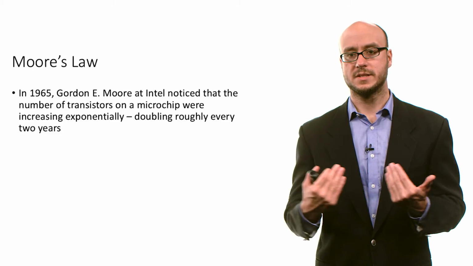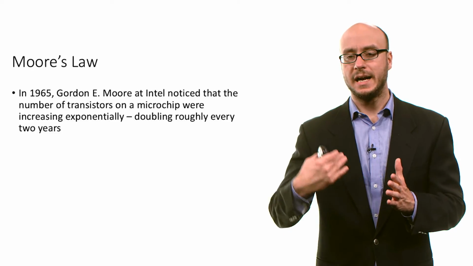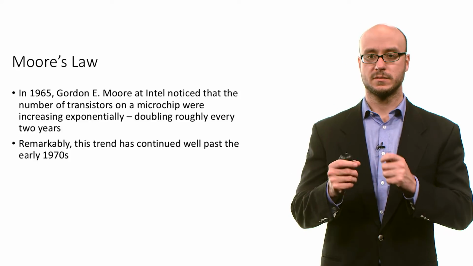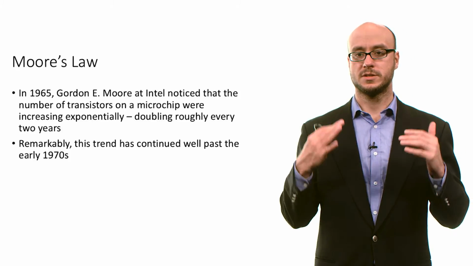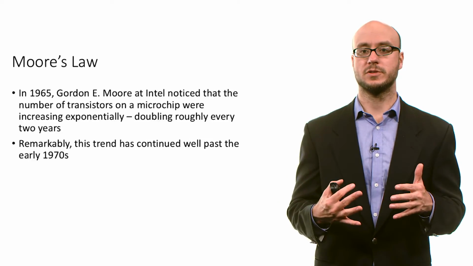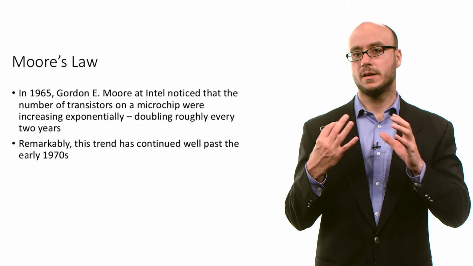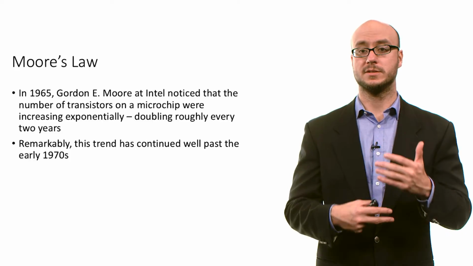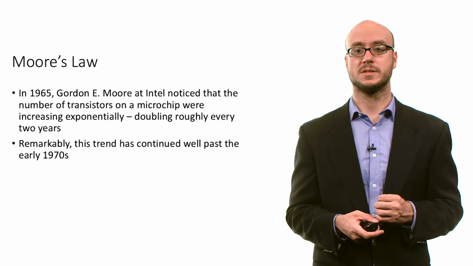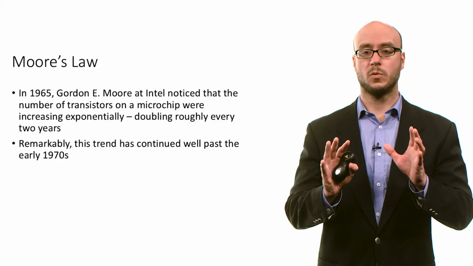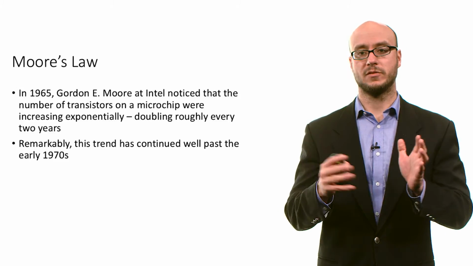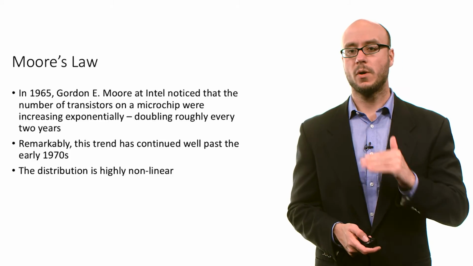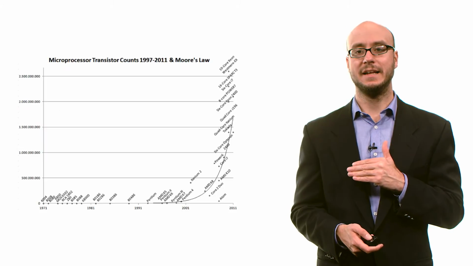And when you plot this kind of pattern over time, you have this highly nonlinear curve. What's interesting about Moore's law is that some people consider it a very important sociological and technological trend, because it's increasing computing power in a way that has drastically transformed society. And Gordon Moore thought that this trend wouldn't continue after maybe a couple decades, but it's continued well past the 1970s. But the key point for our purposes is that this distribution is highly nonlinear.